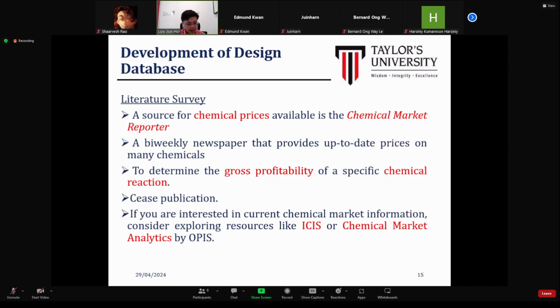Okay, beside that, if we want to compare the price of the product that we are going to produce or the price of the raw material that we are going to use in the chemical reaction, how do we get their prices? You can refer to the Chemical Market Reporter. You just Google it. Normally they have a list that provides you the latest prices of the chemicals and also products.